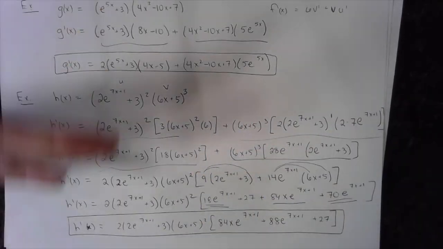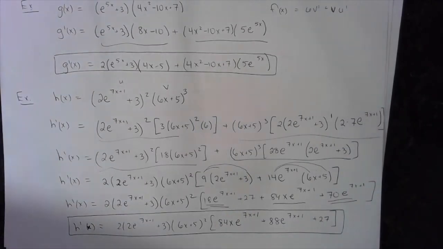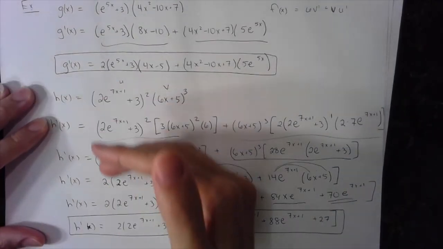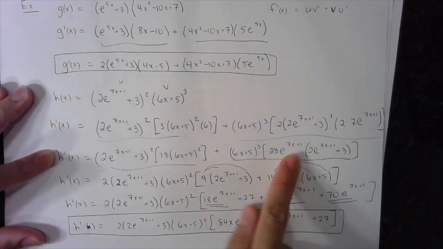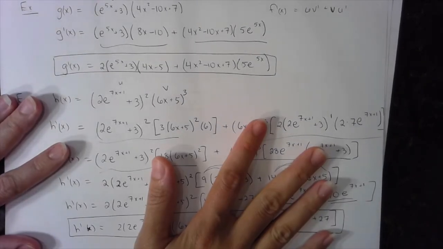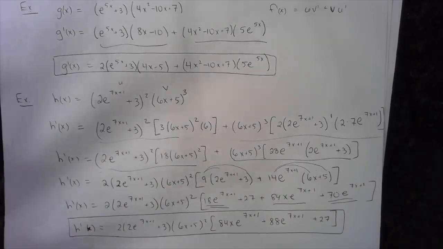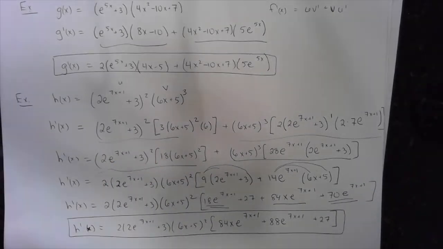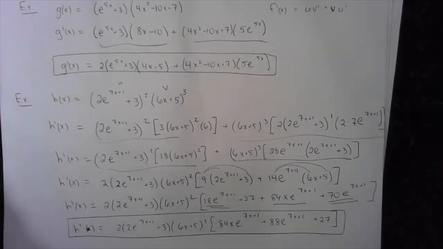I like to work vertically rather than from here to here horizontally, so that I can see and follow my work if I need to check. And if I made a mistake, I could backtrack. So keep your work nice and neat. Okay, one thing at a time. If you have a lot going on, try not to do too much stuff in your head. Write it down. And good luck.